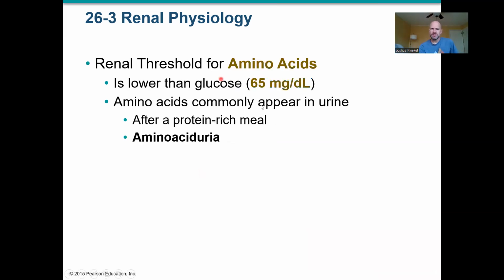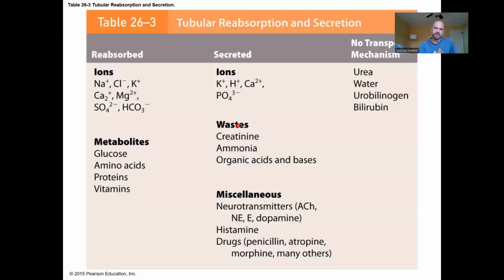All right, amino acids. What's the threshold for amino acids? About 65 milligrams per deciliter. So it's lower than glucose. Aminoaciduria means amino acids in the urine. This is the high threshold level above which, if you have this amount in your blood, it's going to spill into your kidneys and into your urine.